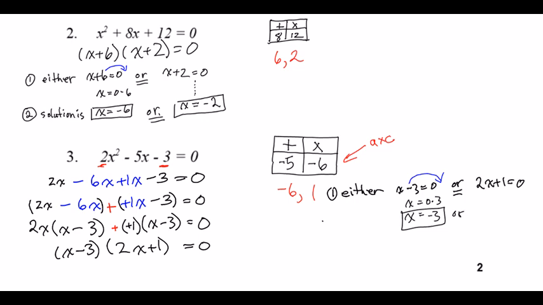For our last statement, 2x plus 1 equals 0. I want to isolate x, the 2x, so I'm going to move my 1 to the other side, to the end of that 0. So now we're going to get 2x equals 0 minus 1.